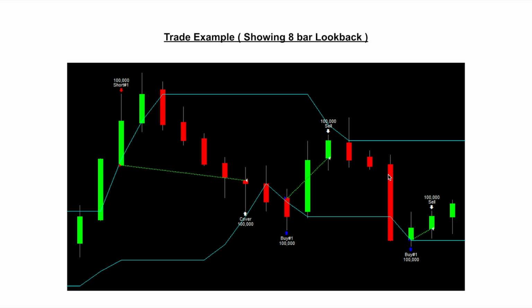Then we were flat until here, where the close closed below the lowest closes. So we bought the open of the next bar. When this bar closed on the same day, it was in profit, so we exited the next open. So pretty easy strategy to trade, especially if you put the Donchian channels on. But just remember, we're looking at the closes, not the highs and the lows.